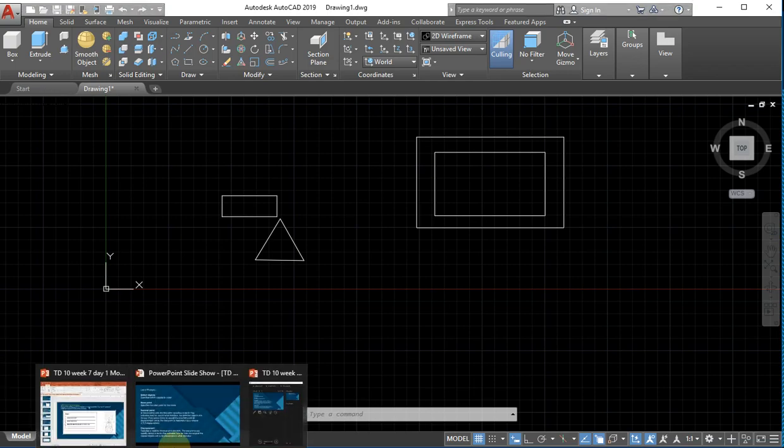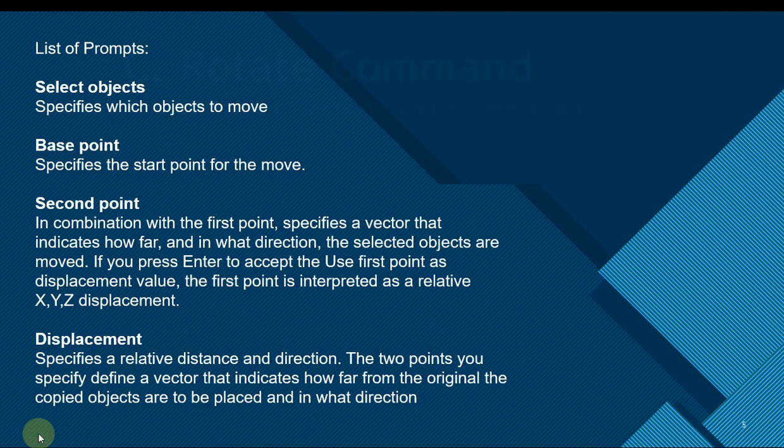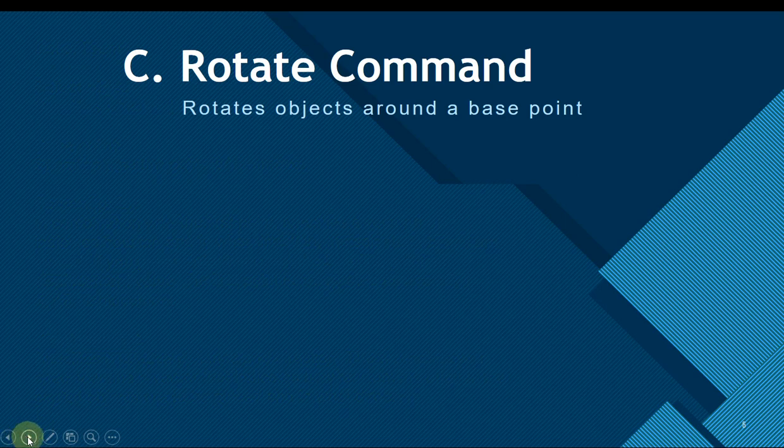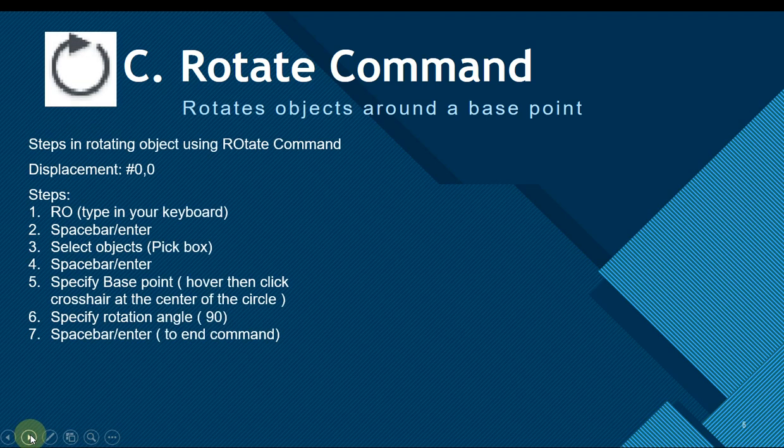PowerPoint na tayo. Okay. So, next command is rotate command. So, ito, madali-dali lang to. It's just as simple as move. In rotate command, you type in RO on your keyboard, then spacebar, enter. Select object for pick box. So, ganun ulit, magkakaroon ulit ng pick box. Then, we choose the object.